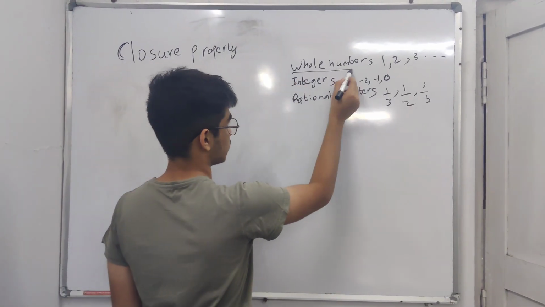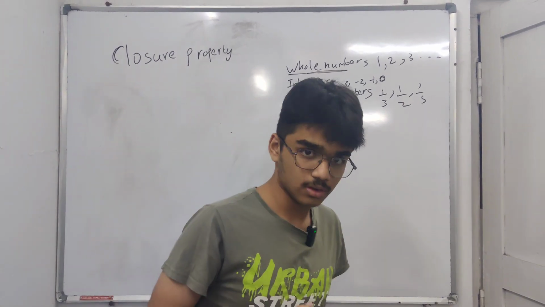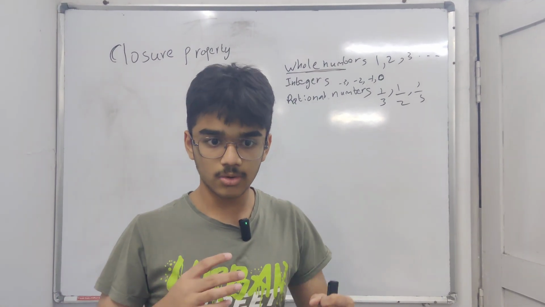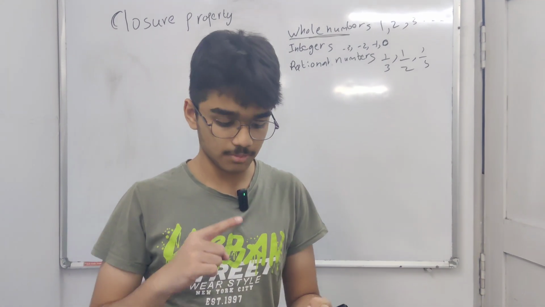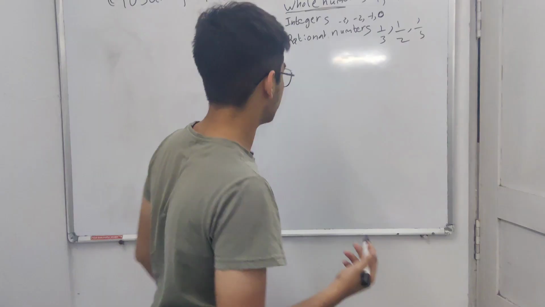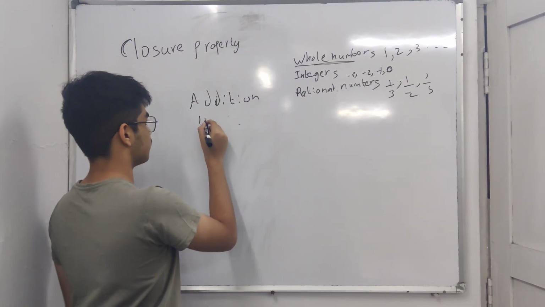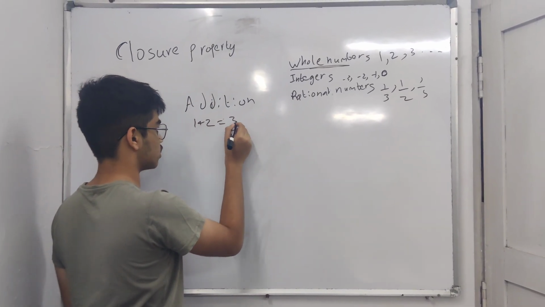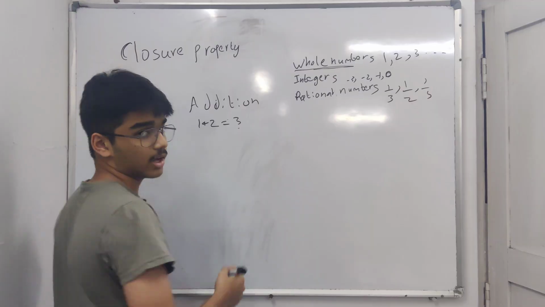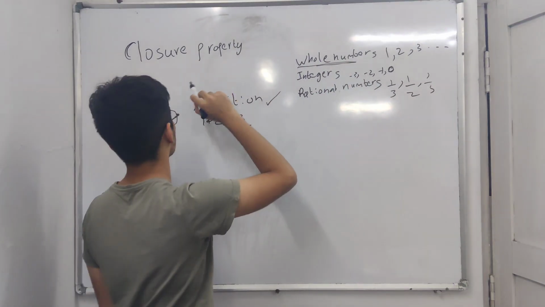So first we'll start with whole numbers. Closure property is something where, when you operate on two numbers together, for example addition or subtraction, you're supposed to get the same number type. So for addition, you can say 1 plus 2 is equal to 3. 1 is a whole number and 2 is a whole number, and so is 3. So addition is closed under closure property.